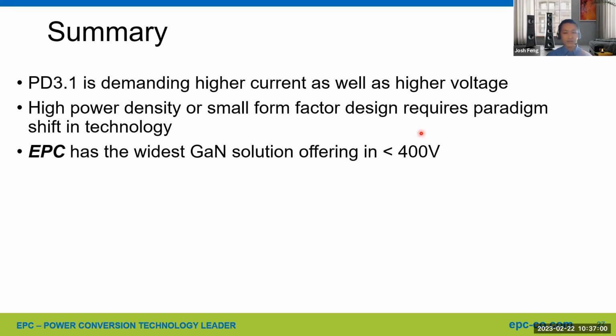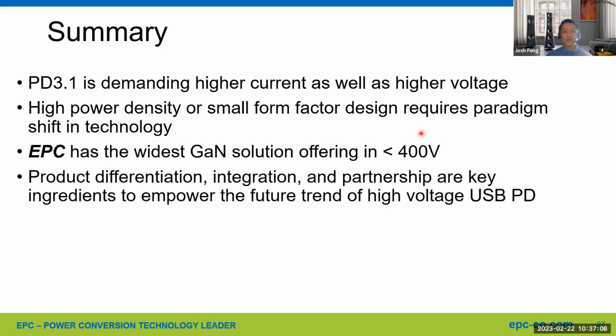EPC has the widest GaN solutions offering, especially in the 40 volt to 350 volt space. As you're probably seeing, our products are quite differentiated, and we perceive ourselves as an innovative company that continues to re-innovate itself. Product differentiation, integrating with the IC, is also part of the next roadmap, along with partnerships with different controller and gate driver companies. We believe all of those are key ingredients to empower the future trend of high voltage USB PD. I'm looking forward to working with many of you to really enable these ecosystems.